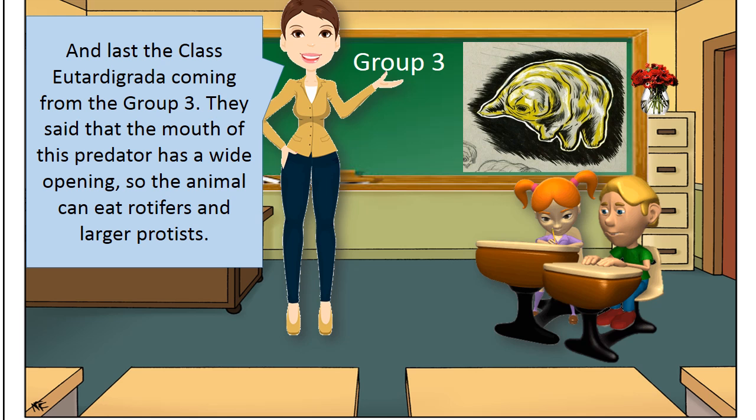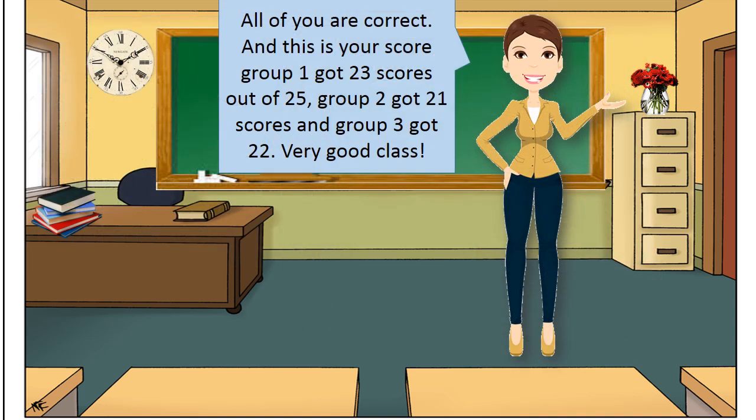And last, the class Tardigrada coming from Group 3. They said that the mouth of this predator has a wide opening, so the animal can eat rotifers and larger protists. All of you are correct. And these are your scores. Group 1 got 23 out of 25. Group 2 got 21. And Group 3 got 22.